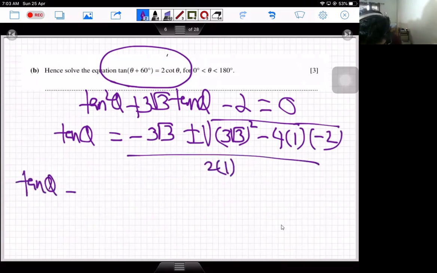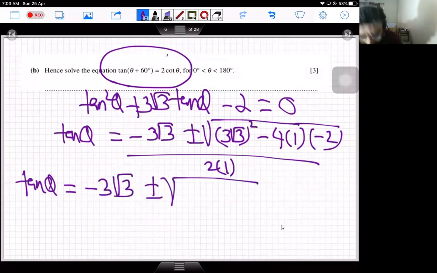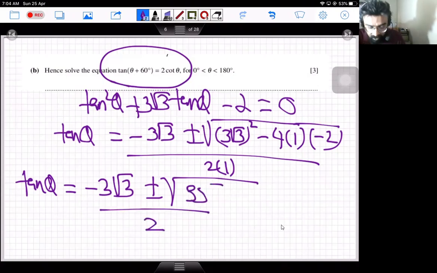So tan theta is equal to minus 3 root 3 plus minus, just put this whole thing which is under root in the calculator, 3 root 3 squared minus 4 times 1 times minus 2. This is 35. So under root 35, and then divided by 2. So tan theta is equal to minus 3 root 3 plus under root 35, then divided by 2. Tan theta is either equal to 0.360.